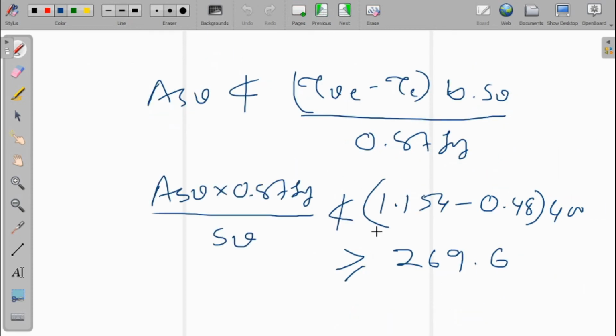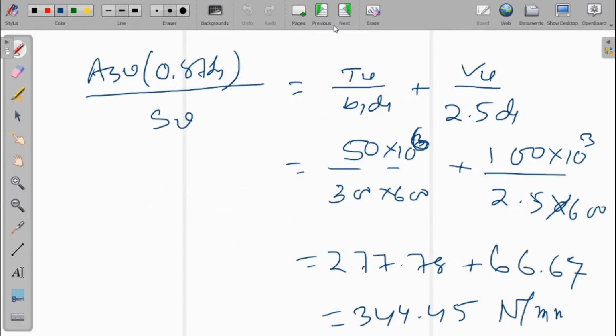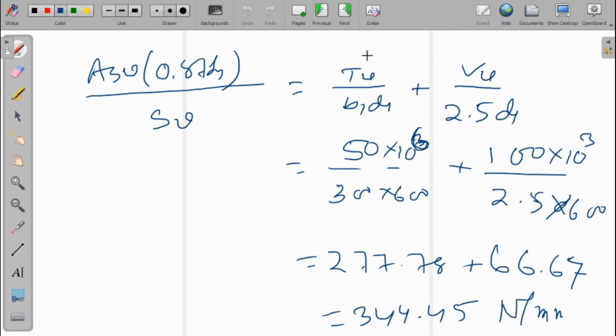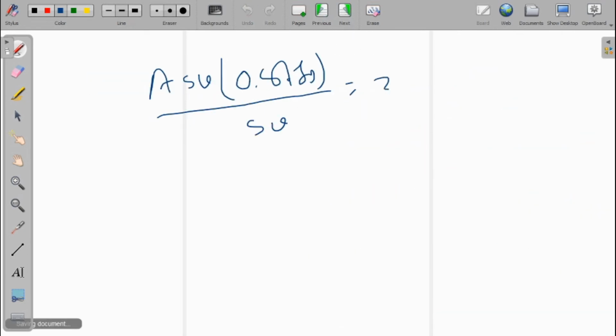344.45. If you see the previous calculation, as per the condition this value must be greater than or equal to 269.6. That means whatever we have calculated here is correct. Okay, that means what I have written, Asv into 0.87 fy divided by Sv is equal to 344.45. 344.45 is accepted. So from here I can calculate Sv.